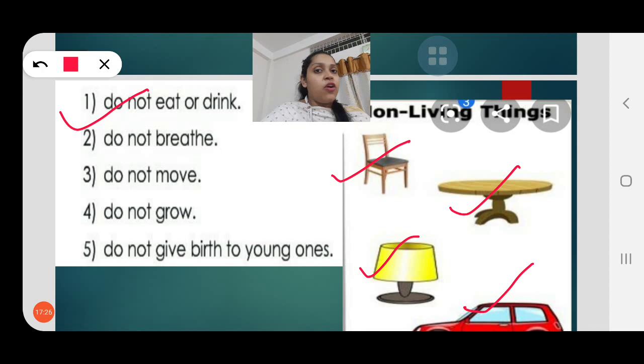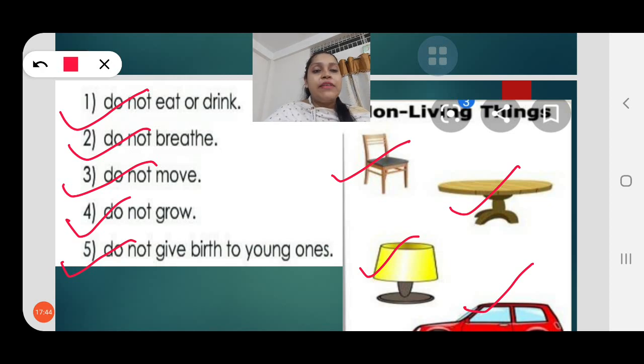Do they eat or drink? No, they do not eat or drink. Do they breathe? They do not breathe. Number 3, they do not move. Number 4, they do not grow from small to big. And number 5, they do not give birth to young ones.